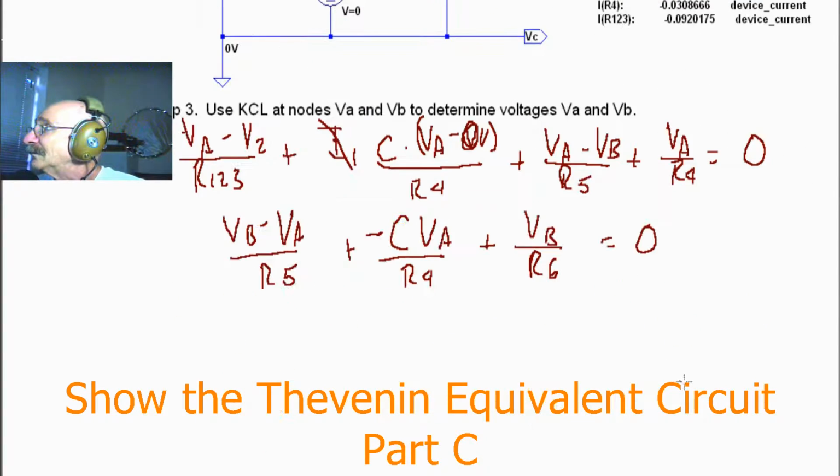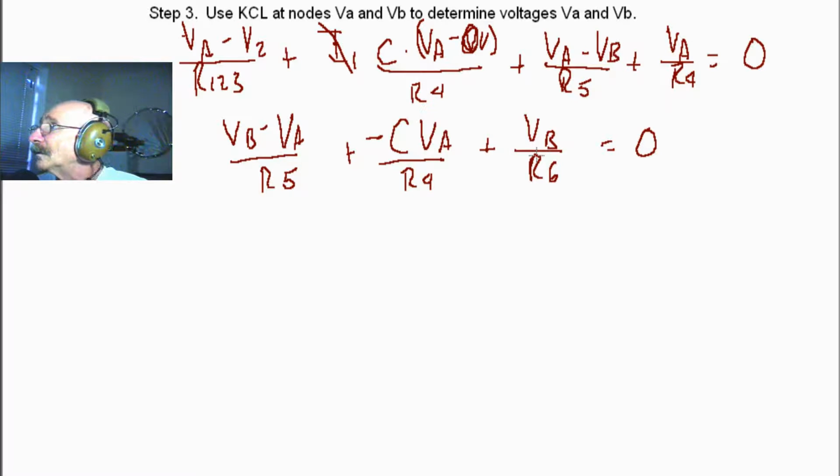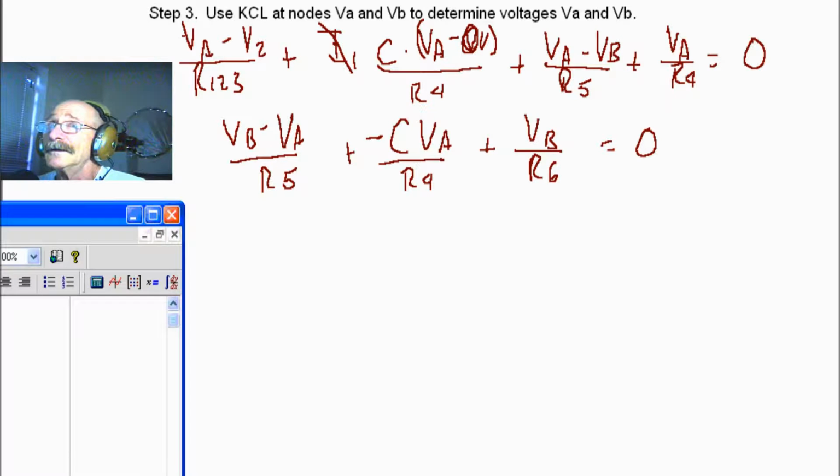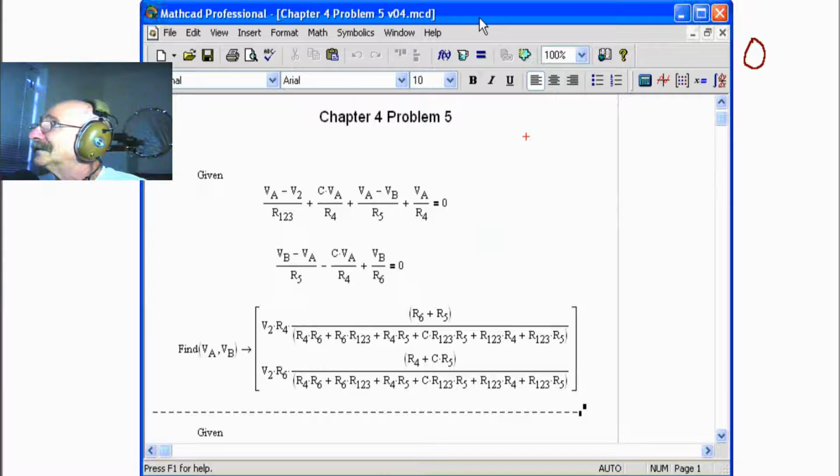However you solve for VA and VB, that's up to you. I don't want to go through a long rigmarole about solving these, but you have to separate one of these. Here you have VB minus VA and VB, and then you have to separate one of these in terms of VA and VB, and then substitute one into the other and do some algebraic manipulation. Now I'll tell you, you can spend an hour on this. I have Mathcad and I don't expect you to have it, but here's how I solved it.